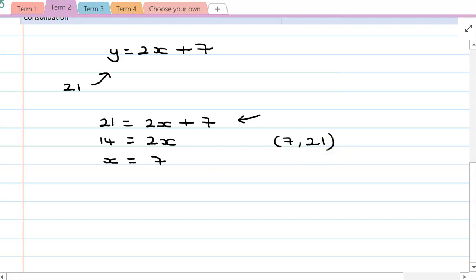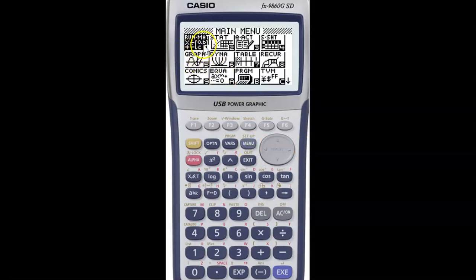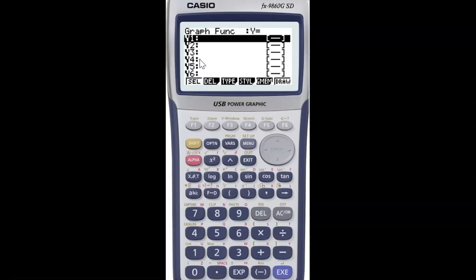So let's have a look. I'm going to open the graphics calculator. Okay, so here's the calculator. When I open the calculator, I'm going to click on the menu button. And on the menu button, I'm going to graph. So I'm going to go down to graph and open that menu. Now, when I place the equation in, it's got to be y equals, this y1 means y equals. So I'm going to type in y equals our equation, which was 2x plus 7.